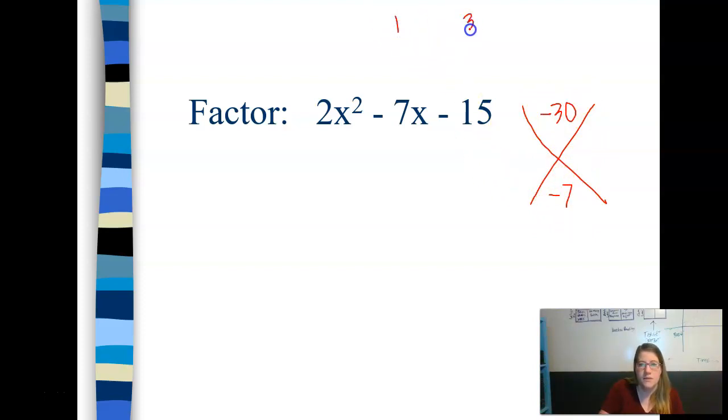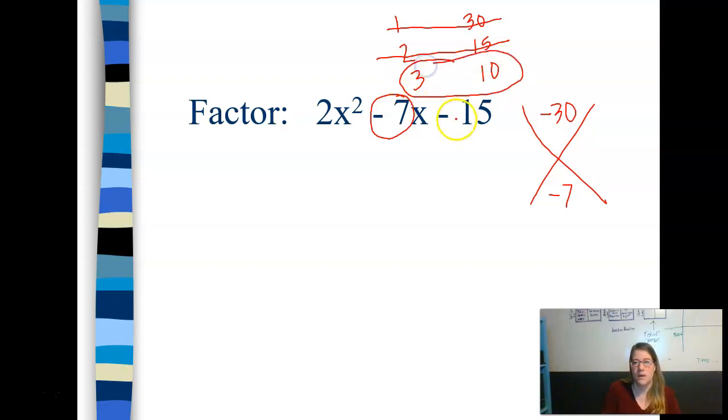So 1 times 30, 2 times 15, 3 times 10. Which one of these groups would add or subtract to 7? So 1 plus 30 is 31, and 30 minus 1 is 29, so that one won't work. 2 plus 15 is 17, 15 minus 2 is 13, so that one won't work. 3 plus 10 is 13, but 10 minus 3 is 7, so these are the two that we're going to want. So now we've got to think about our signs.